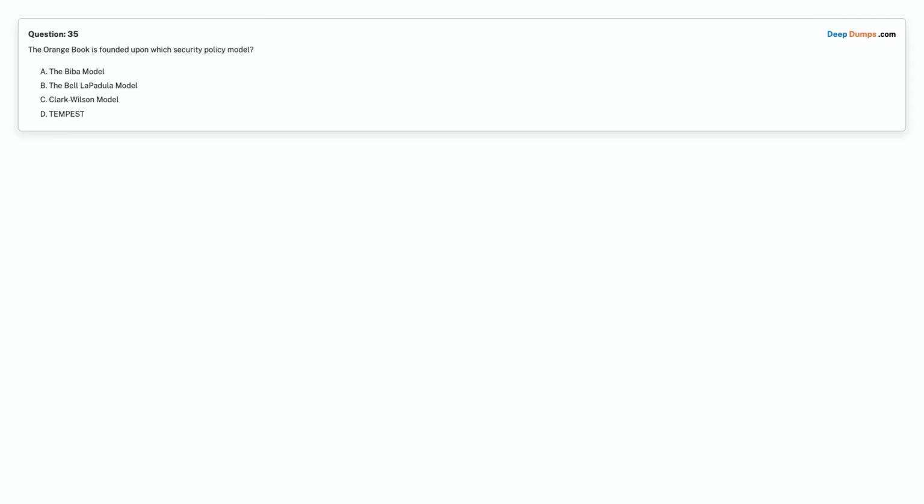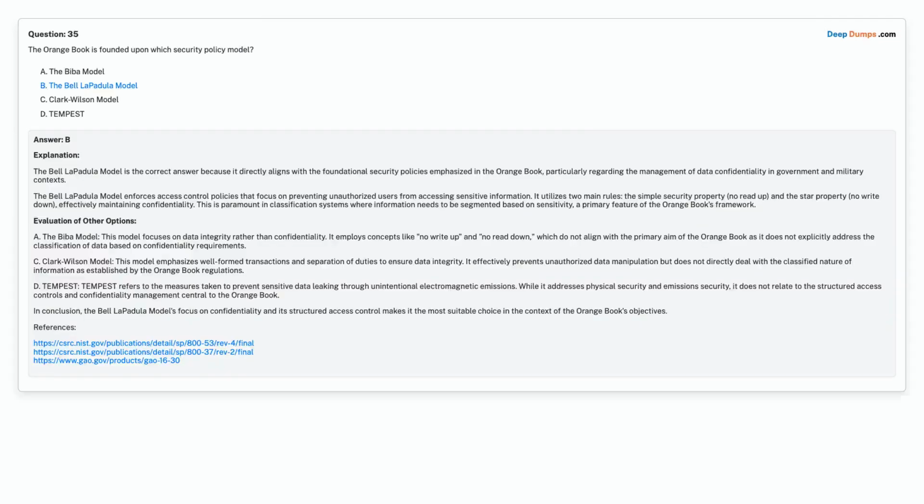Question 35. The Orange Book is founded upon which security policy model? Option A. The Bieber model. Option B. The Bell-LaPadula model. Option C. Clark-Wilson model. Option D. Tempest. Choose the correct answer. Correct answer is option B. The Bell-LaPadula model.